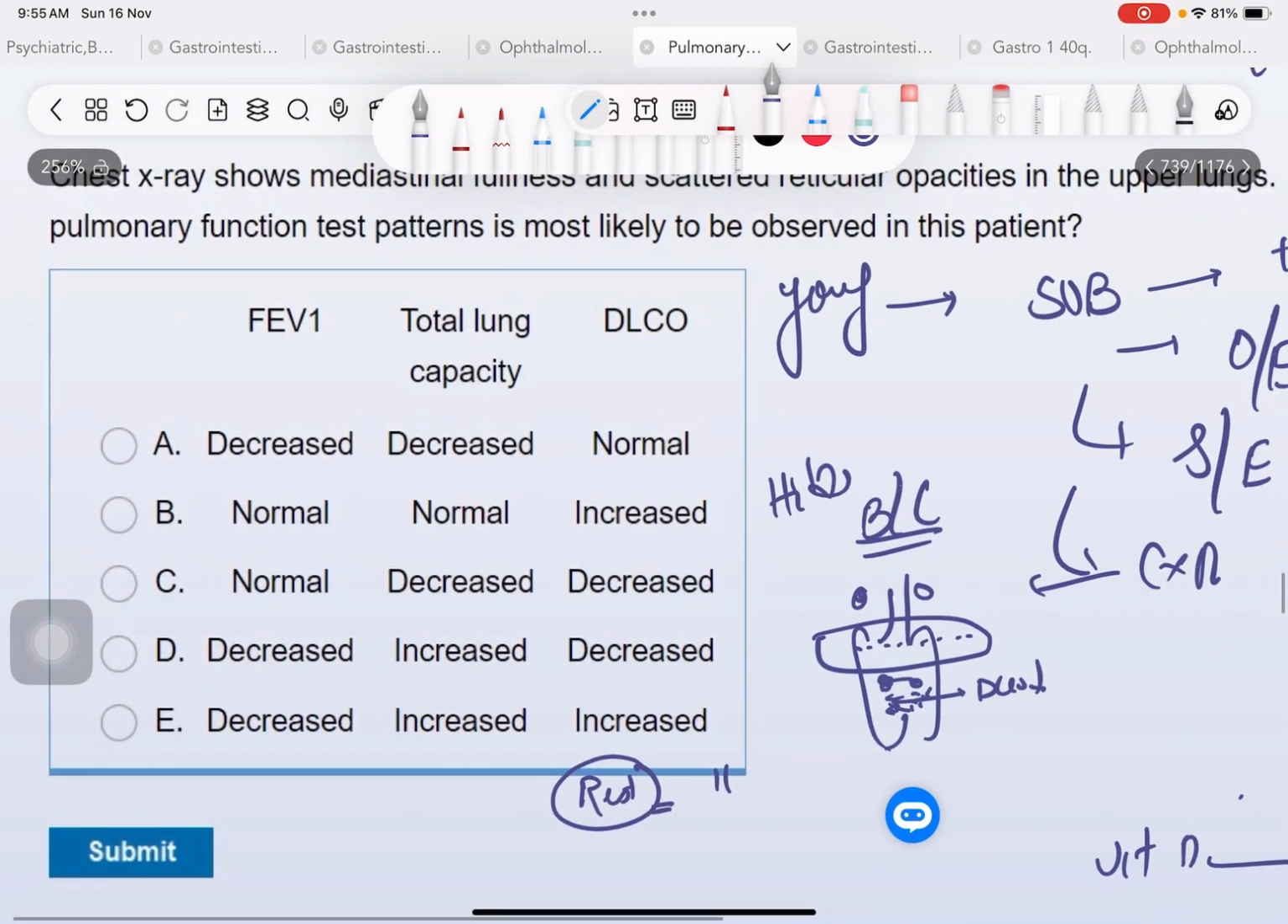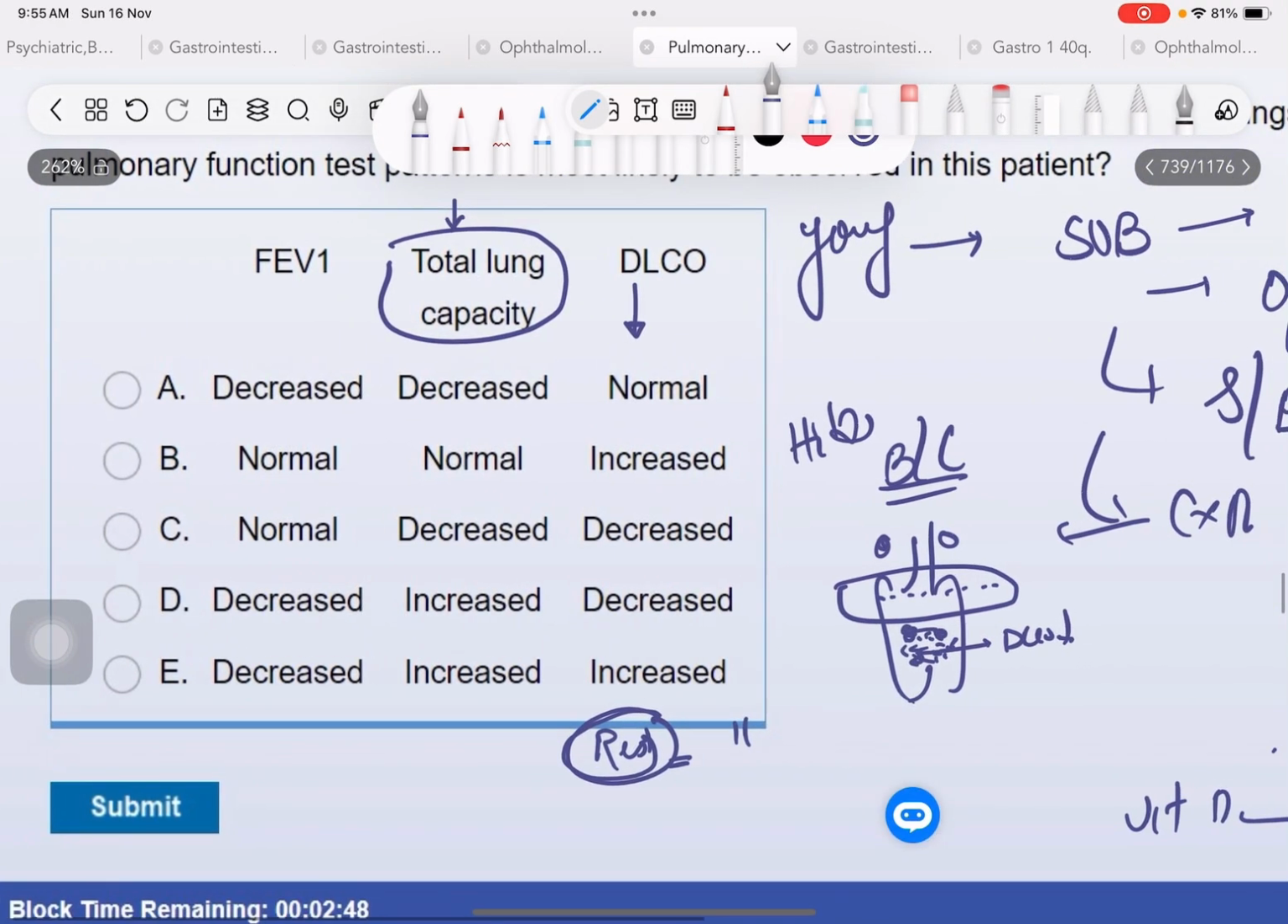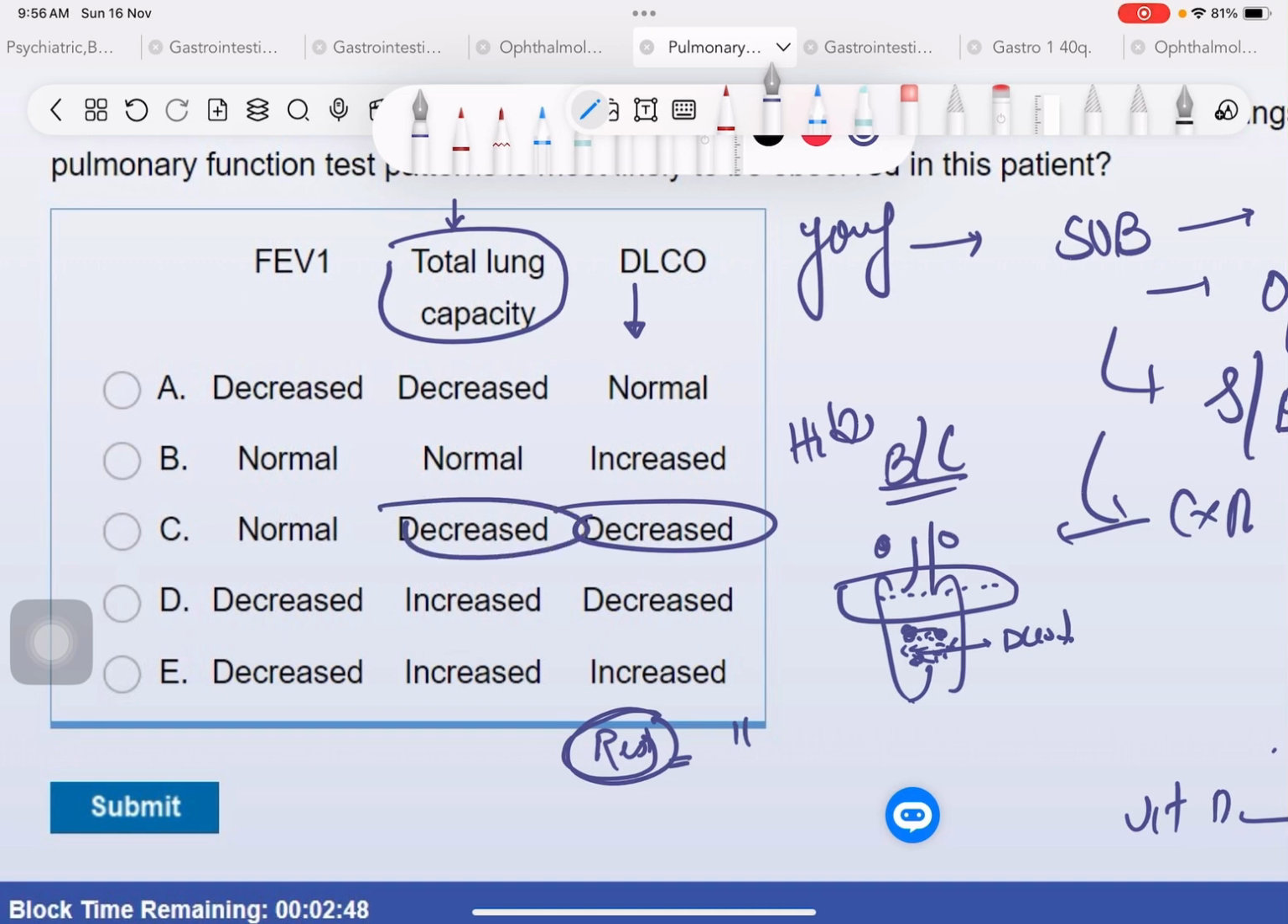Since it is a restrictive disease because of the granulomas, this is going to be decreased, because it is increased in obstructive disease. Since it is restrictive, it will be decreased. So decreased and decreased. This is the only option, and the ratio would be increased. Right? So this is the option.